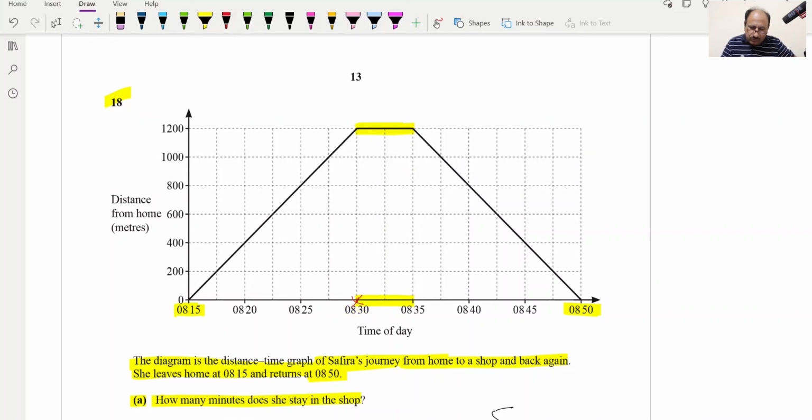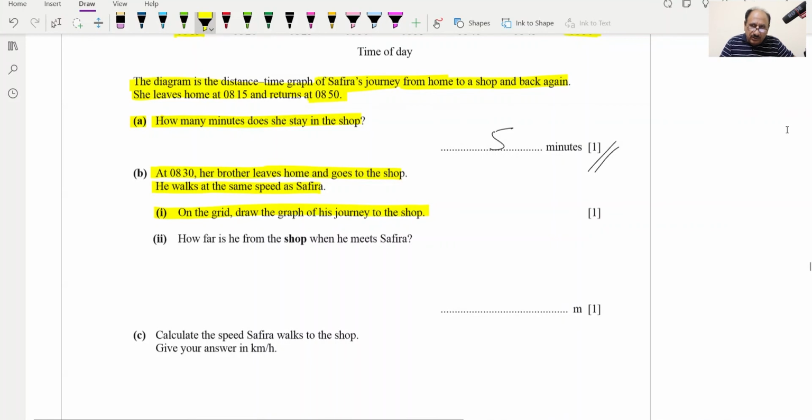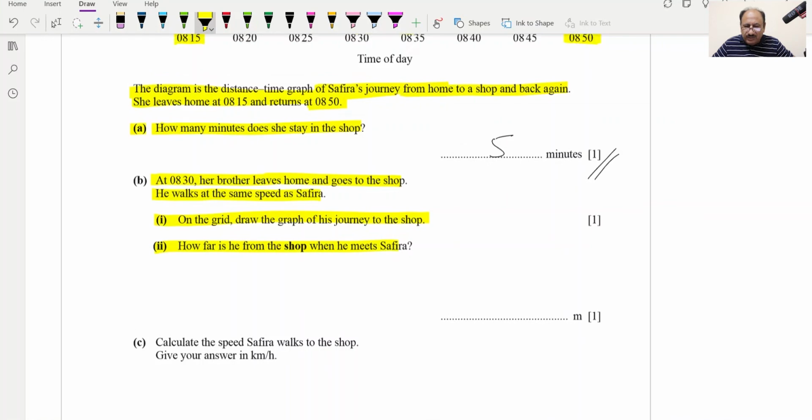So from this position, it will be 1 2 3 4 5 6 units gap, and so it will be 1 2 3 4 5 6 units gap, and we can identify this point, and this is parallel to the distance-time graph. So these two should be parallel, which we have shown over here. Hopefully you understood this.